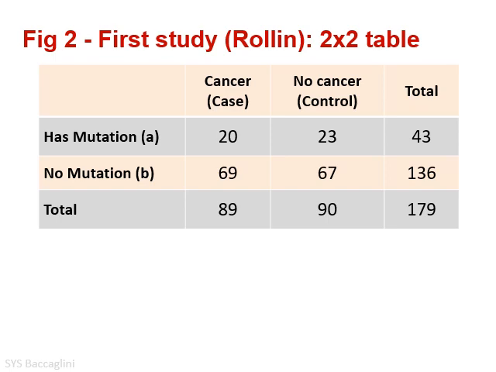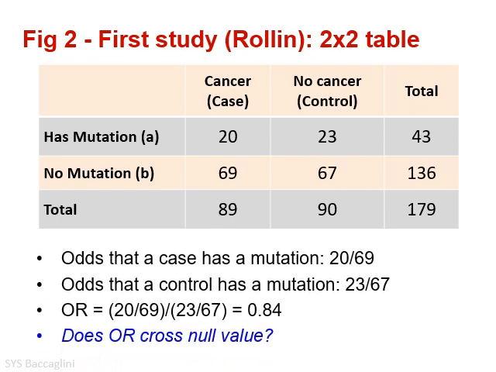These are the results for the table. From the forest plot, you can construct a 2x2 table for this study, and then calculate the odds and the odds ratio. So the odds ratio is 0.84.